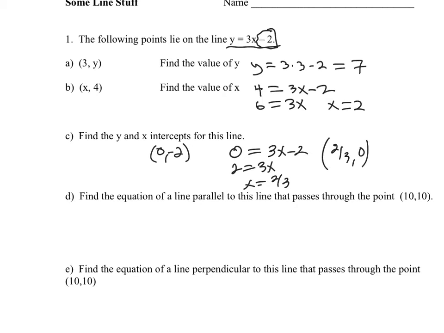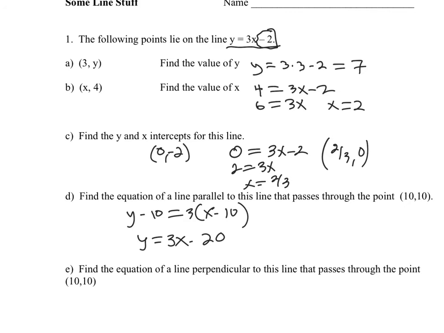The equation of a line parallel to this line that passes through the point (10, 10), well, it has to have slope 3. And so in point slope form, y minus 10 equals 3 times x minus 10. Or in slope intercept, y is equal to 3x, 3 times negative 10 is negative 30, we add 10 to both sides to get negative 20.